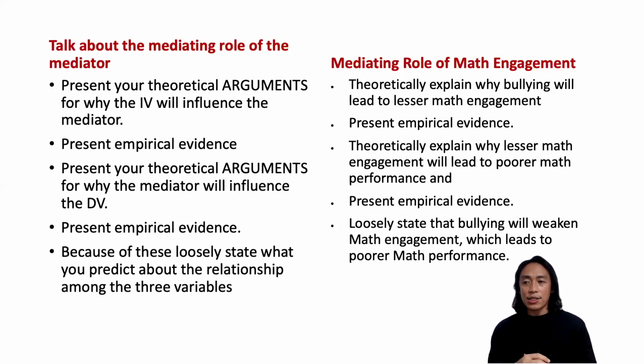Of course, the next one would be presenting your theoretical argument for the second path, which is from the mediator to the dependent variable. So in our example, theoretically explain why lesser math engagement will lead to poorer math performance. And similarly, after these arguments, present empirical evidence, present previous findings that suggest that lower engagement does indeed lower performance.